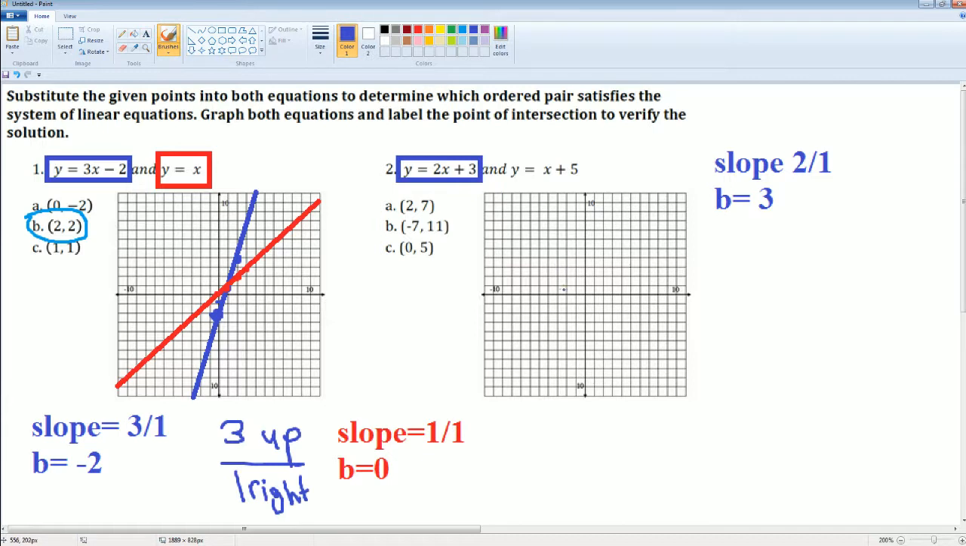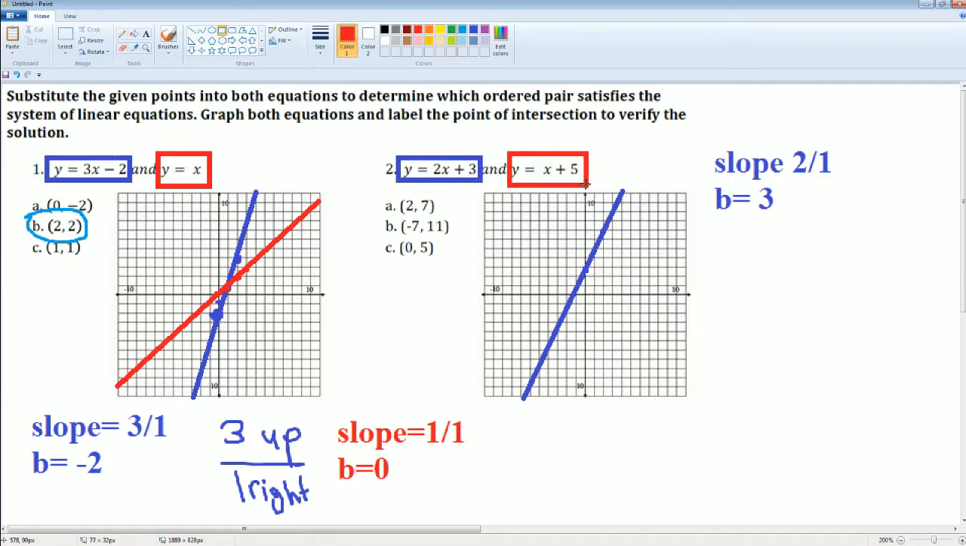Alright, so here's 0, 0, 1, 2, 3. That's 0, and that's 3 for the y-intercept. And it says up 2, across 1, up 2, across 1. Alright, so there you go. That is how that should look. Okay, good. And let's do this one.